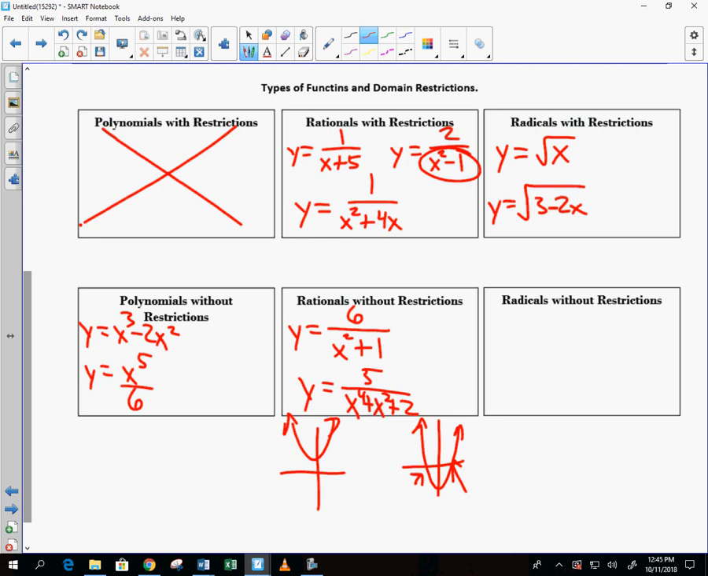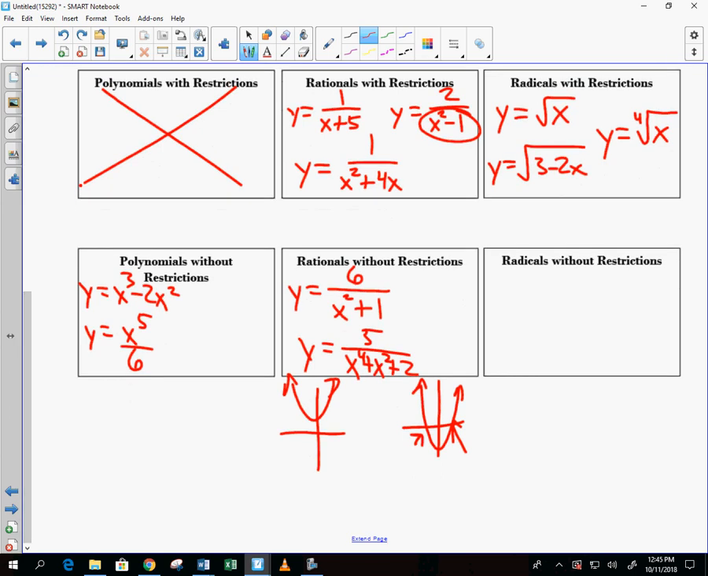Here's another one that causes problems we haven't talked about. Y is equal to the fourth root of x. You can't take the fourth root of negative numbers either. But here's one that you are okay with working with. Y is equal to the cubed root of x.